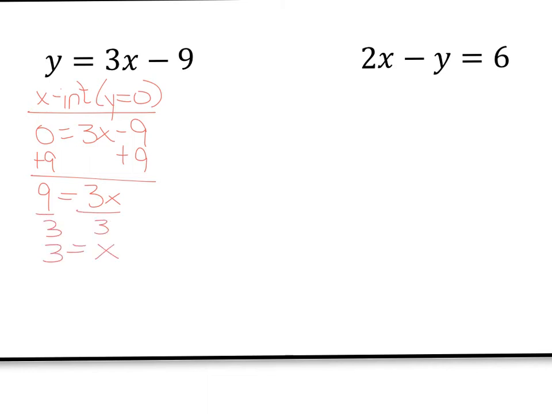And we get an x value. So the x-intercept of this line is the point (3, 0). When y was 0, we got x was 3. Okay? Then we're going to do it again.